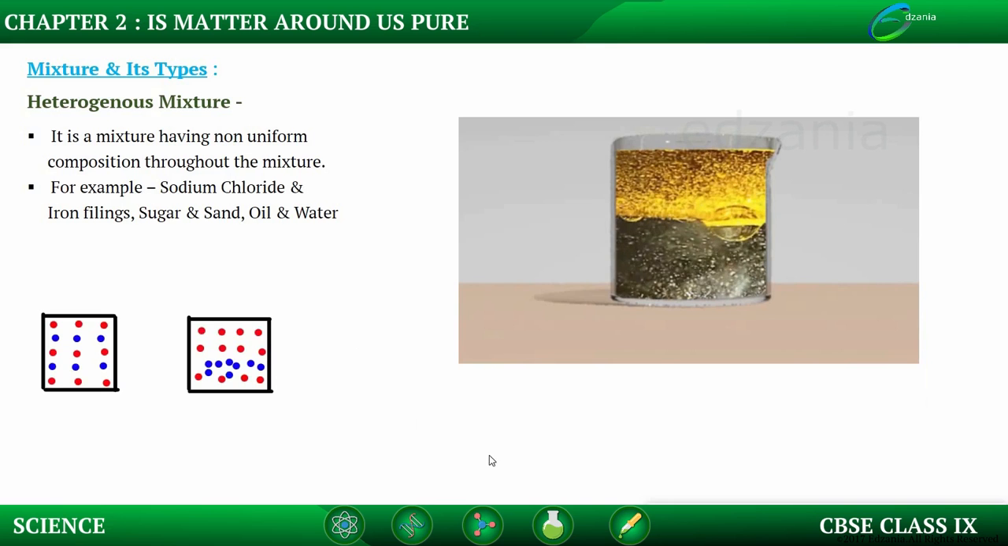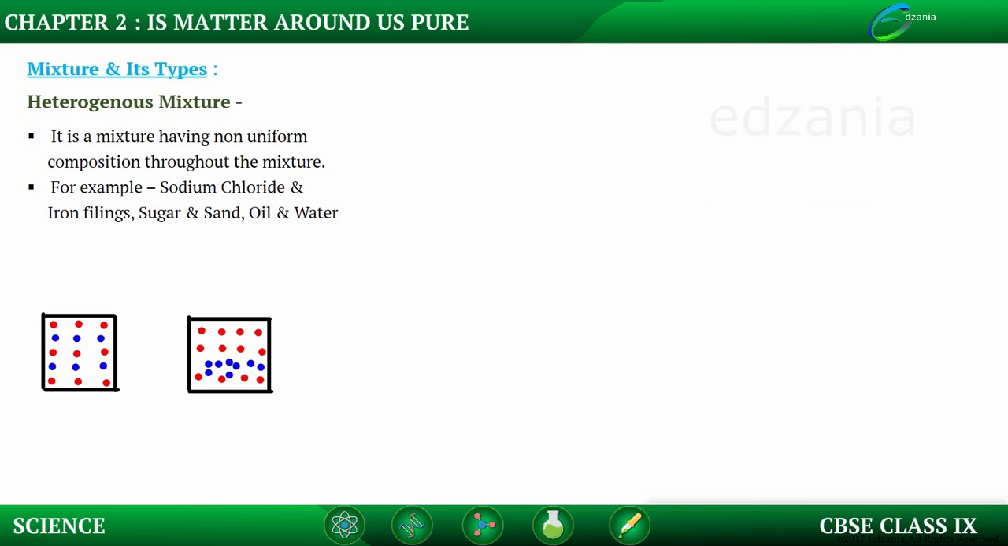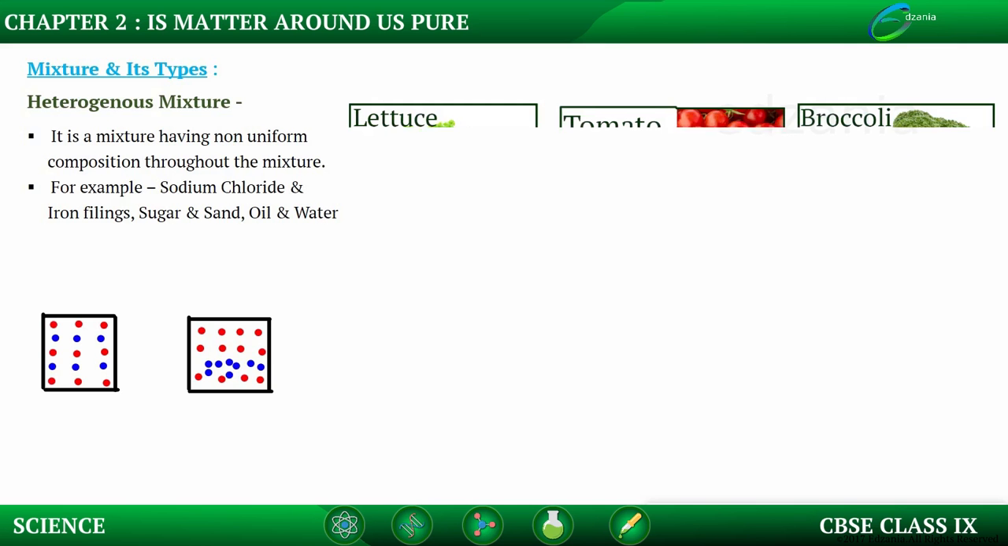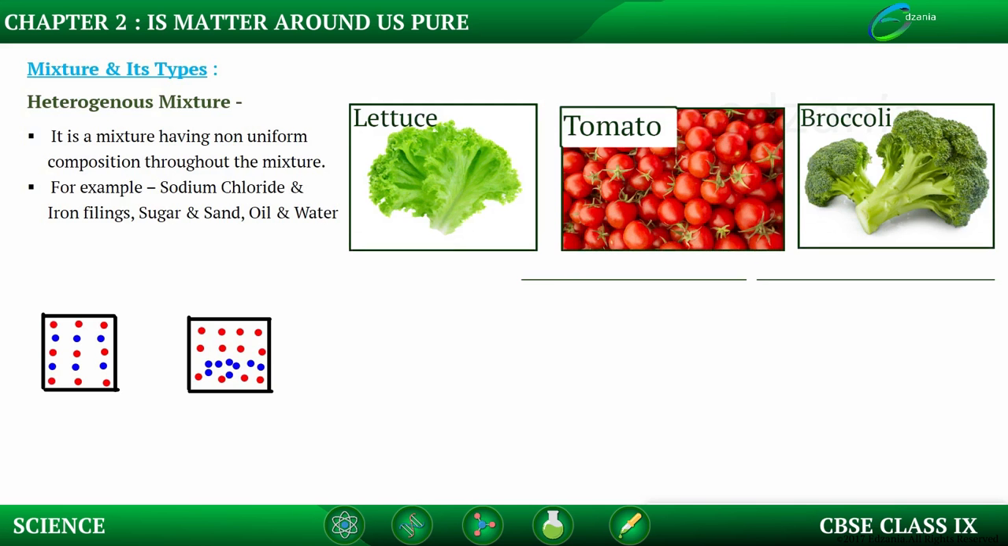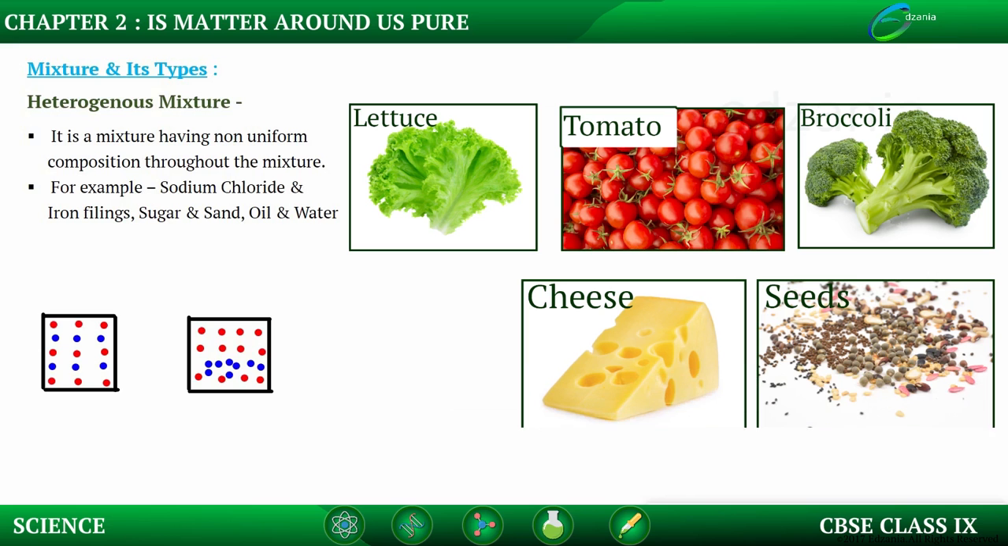If we see the arrangement of particles inside a heterogeneous mixture, it comes something like this. That is, the composition is not uniform throughout. So this kind of mixture forms a heterogeneous mixture. Other examples of heterogeneous mixture includes a salad. Number of vegetables such as lettuce, tomato, broccoli, and other items such as cheese, seeds, etc. They form a heterogeneous mixture.